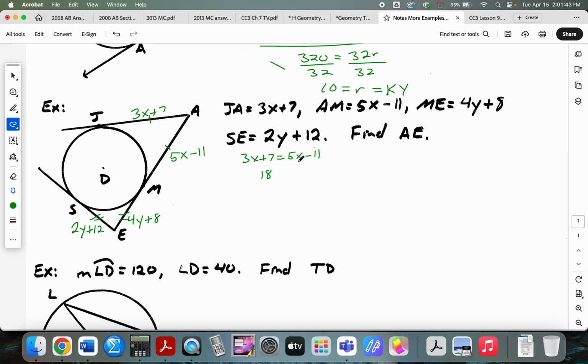I'm going to do 2 steps at once. I'm going to add the 11 and subtract the 3x. So we get 2x is 18. So x is 9. And to help me find AE, I'm going to go ahead and substitute into this. 5 times 9 minus 11 is 45 minus 11 is 34.